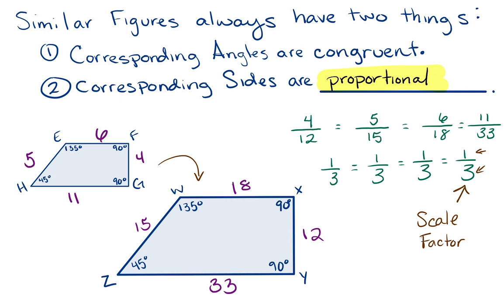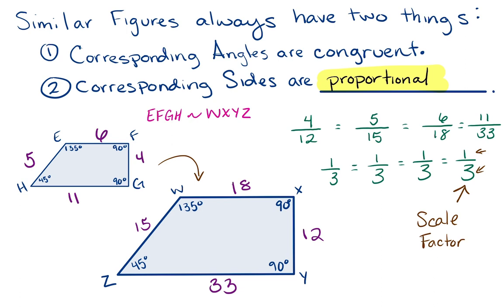Okay? All right, and then lastly, if we wanted to write out the similarity statement, it would be EFGH is similar to, one single squiggle, WXYZ. Now, when you are writing a similarity statement, you want to make sure that your letters are in the correct order. For the first one, it does not matter what order you put them in.